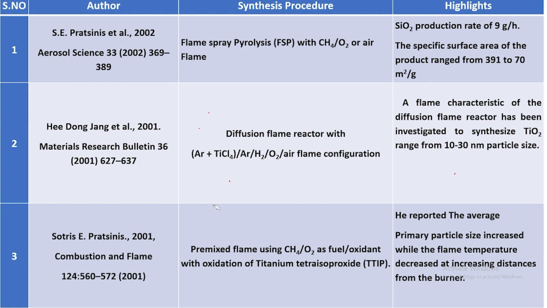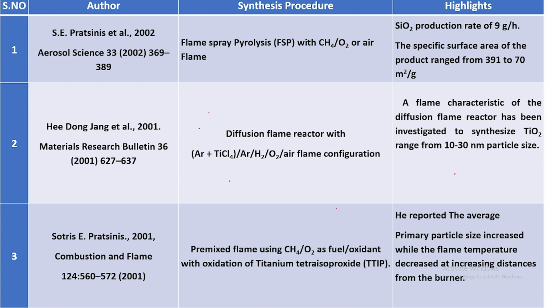Now, Sotiris E. Pratsinis, 2001, Combustion and Flame. In 2001, he took methane as fuel and oxygen as oxidant, with titanium tetraisopropoxide, TTIP, as the precursor. He reported that the average primary particle size increases with flame temperature and decreases with increasing distance from the burner. So in the flame synthesis method, many people have investigated many times.